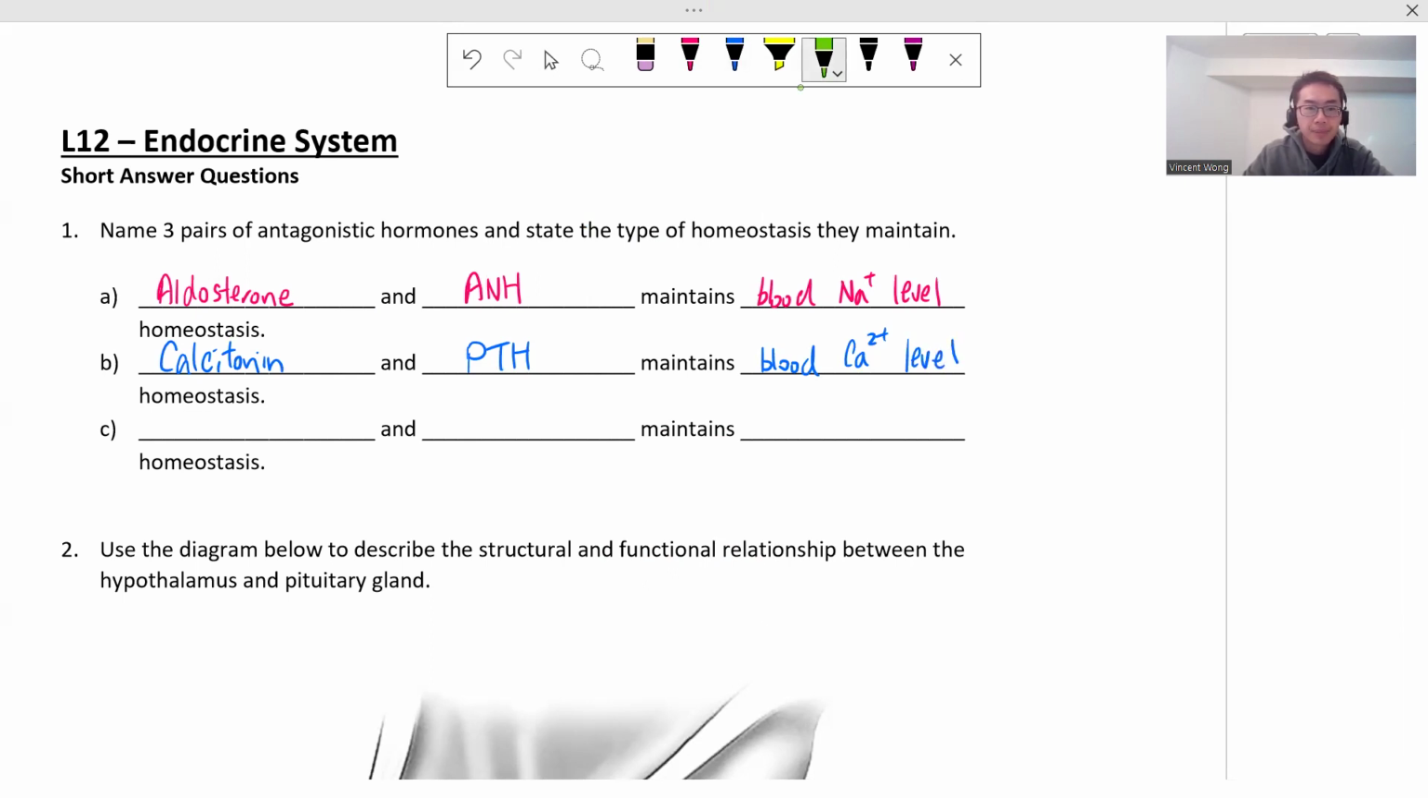And the last pair, I haven't really gone into detail about it yet, but we labeled the overall diagram last time, and this is the insulin and glucagon. And that is responsible for maintaining blood glucose level. Okay. So that's that.